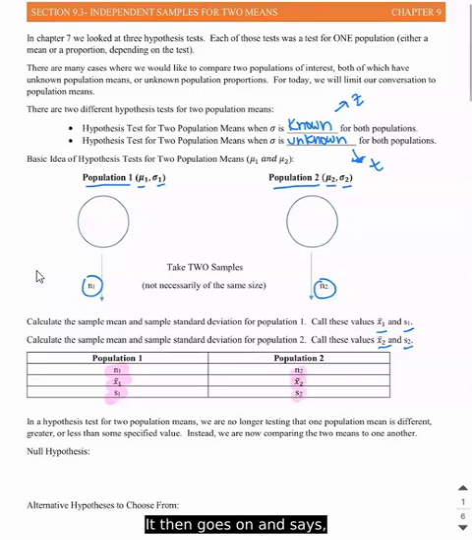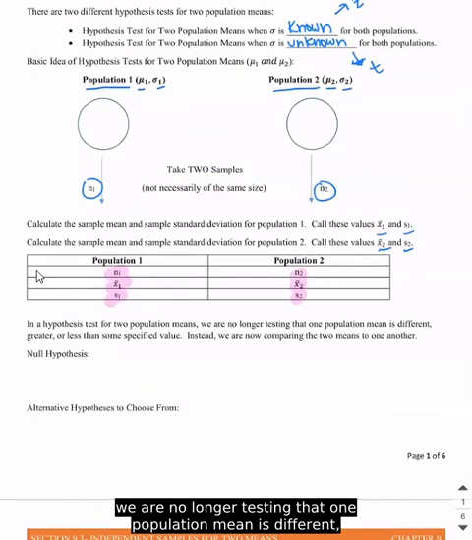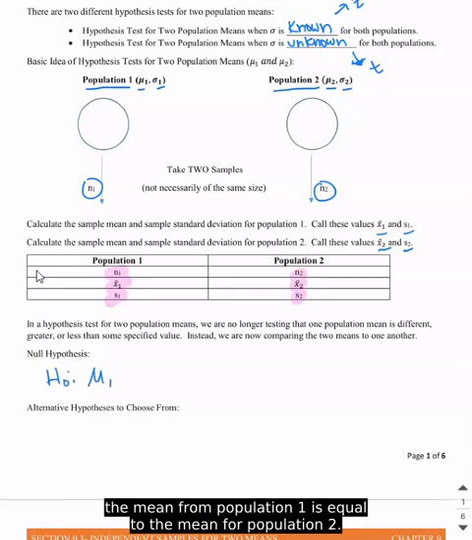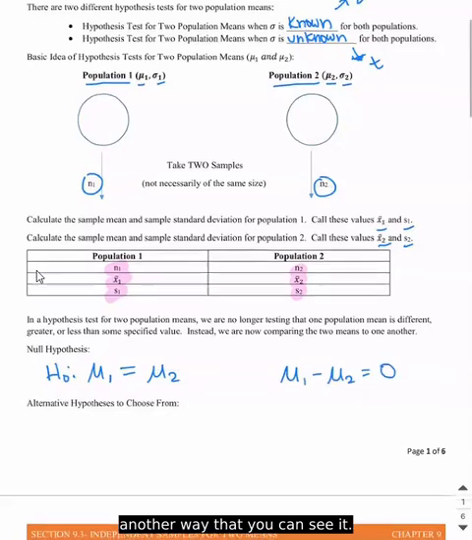It then goes on and says, in a hypothesis test for two population means, we are no longer testing that one population mean is different, greater or less than some specified value. Instead, we are now comparing the two means to one another. So for my null hypothesis, we would say the mean from population 1 is equal to the mean for population 2. If we rearrange this, sometimes we'll see mean 1 minus mean 2 of the different populations is equal to 0. That's another way that you can see it.